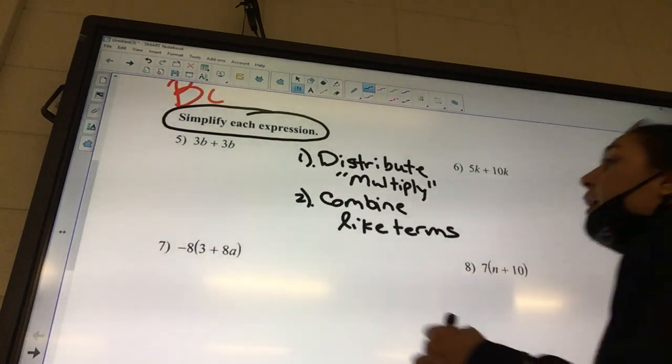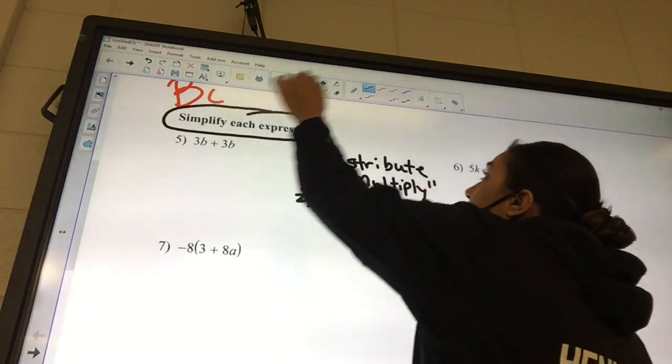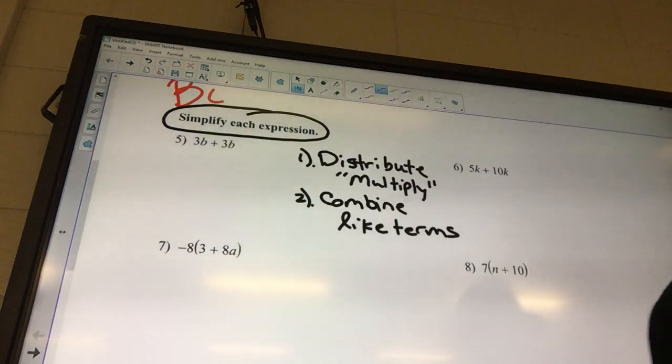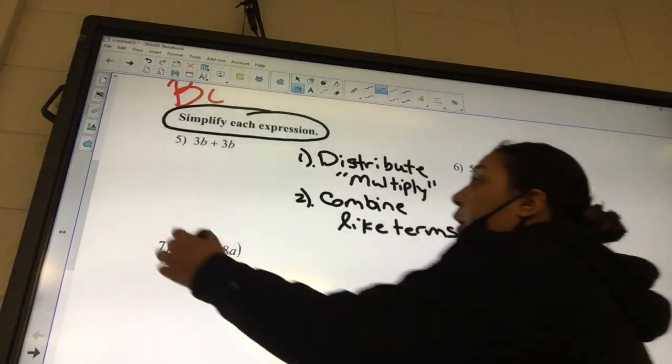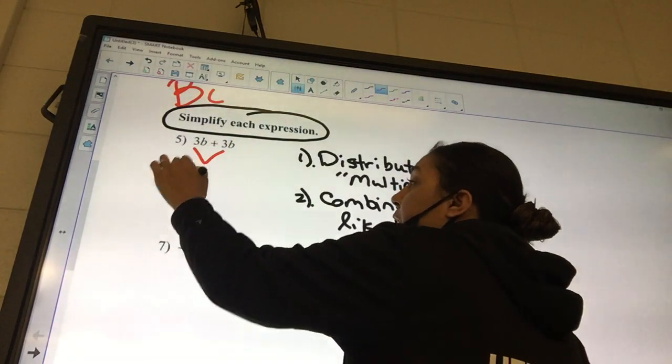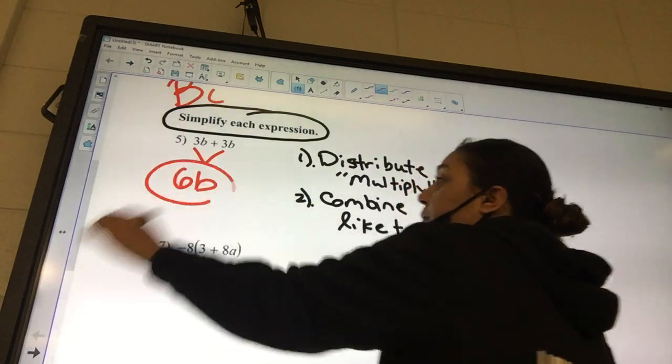Okay, so if we combine, is there anything to distribute here? Meaning, is there parentheses? No. So what can we combine? 3 and 3, okay? We can put the B's together, and so we got 3 and 3 is really 6B.